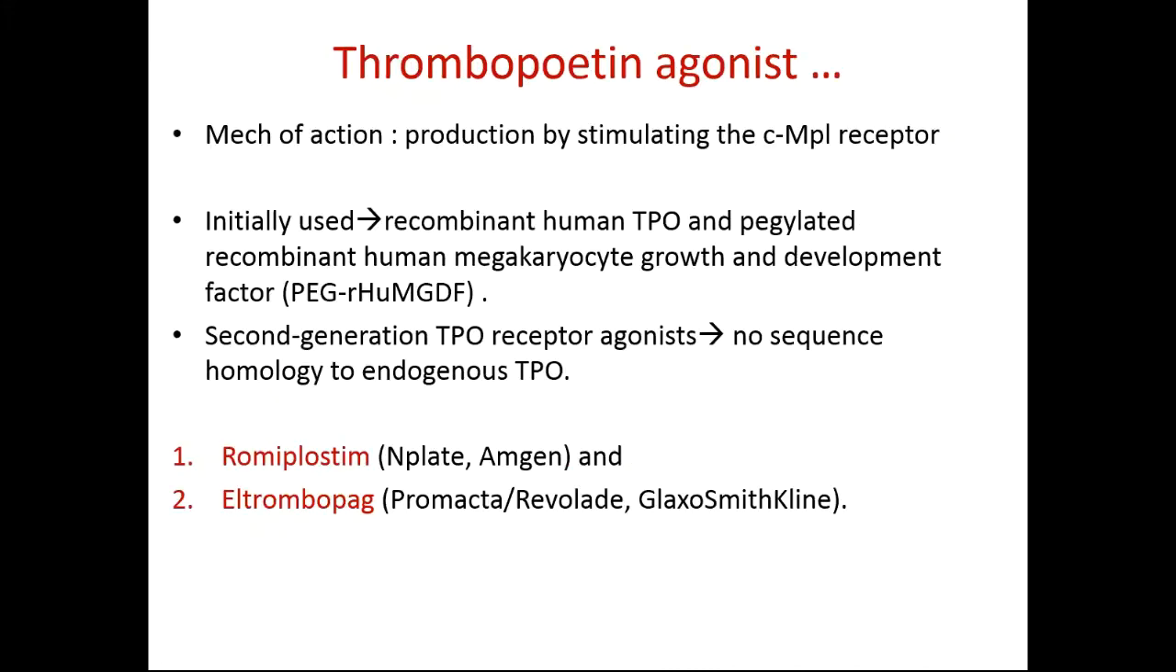So coming to the next agent, that is thrombopoietin agonist. The mechanism of action is that it acts by stimulating the cMPL receptor. Initially used were recombinant human TPO and pegylated recombinant human megakaryocyte growth and development factor. Now the second generation TPO agonists don't have any sequence homology to endogenous TPO. They are romiplostim and eltrombopag.